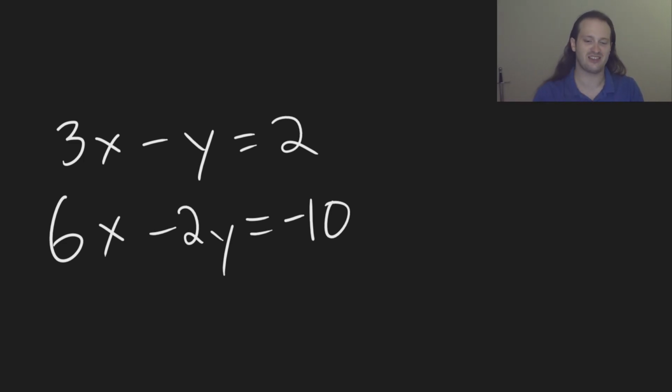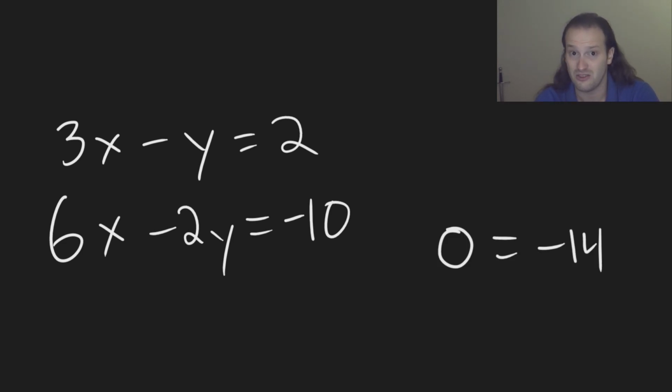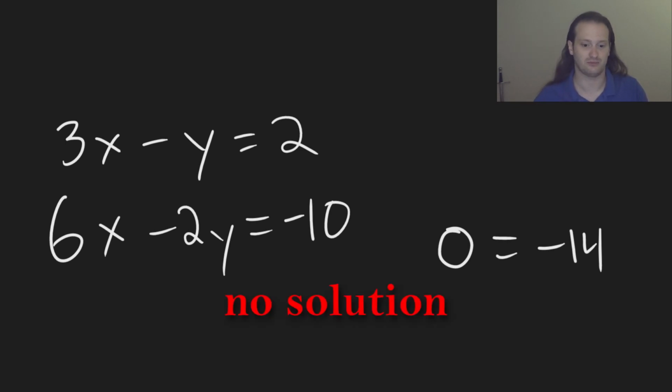We assumed that these two lines had an intersection point. Long story short, if you try to find an intersection point of two lines and you come to a conclusion that is never true, then there is no intersection point, which means that they're parallel lines. And to answer this question, you would say that it has no solution.